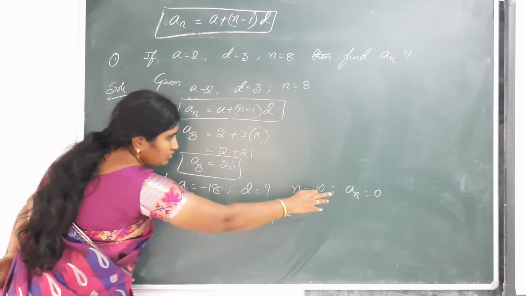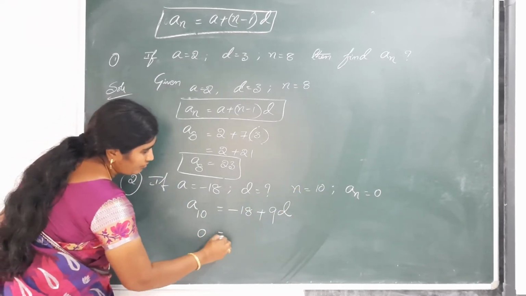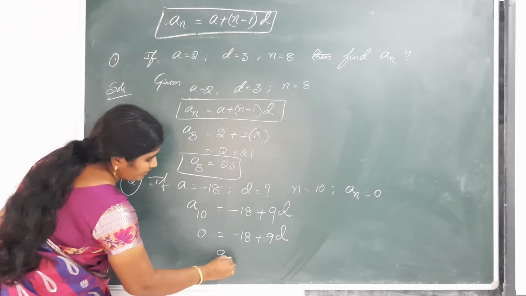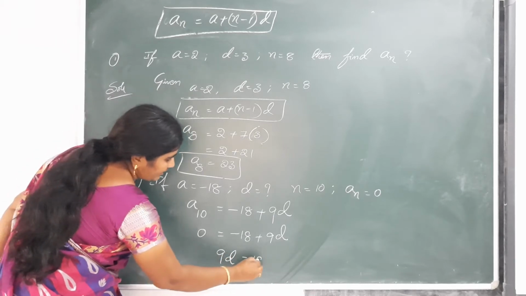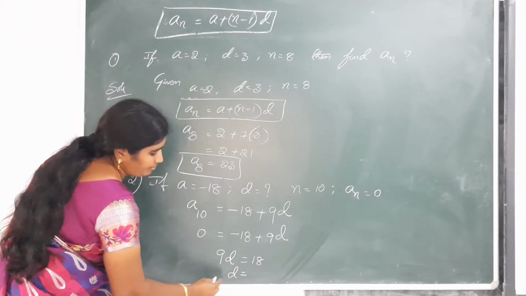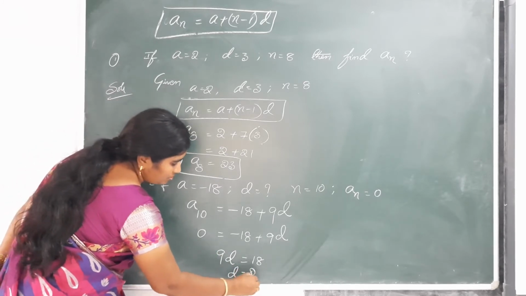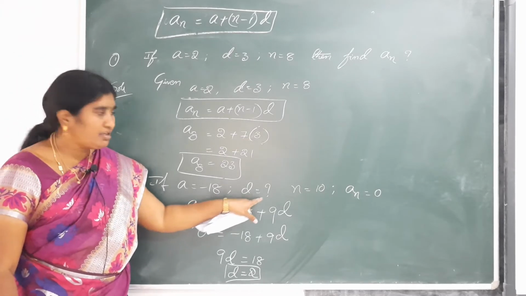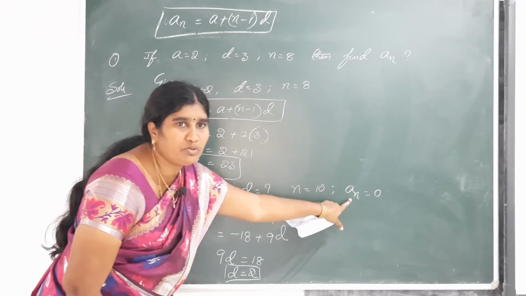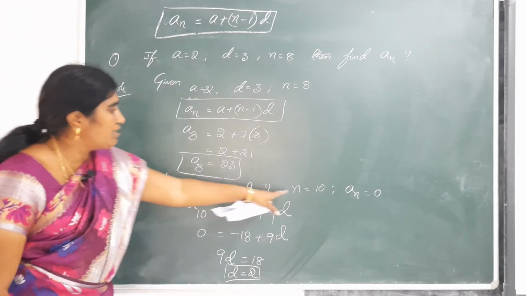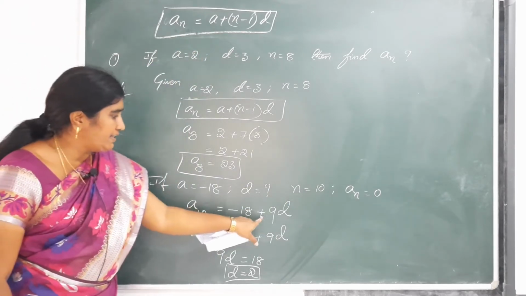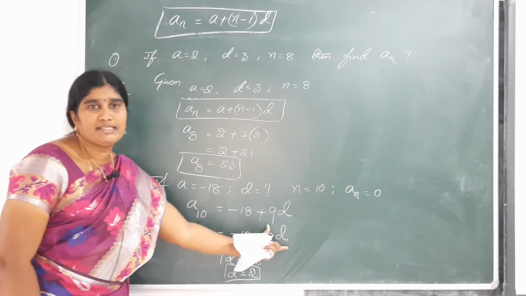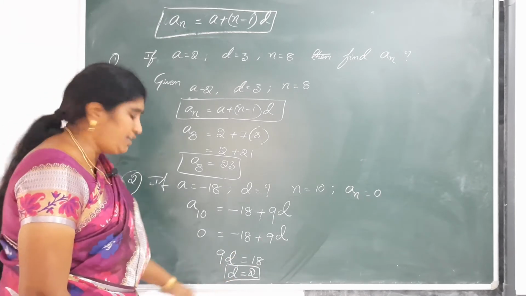Since an equals 0, here a10 equals 0, so 0 equals minus 18 plus 9d. Then 9d equals 18, d equals 18 by 9, which equals 2. So a equals minus 18, d equals how much? n equals 10, an equals 0. a10 equals minus 18 plus 9d, the a10 value is 0, so 0 equals minus 18 plus 9d, then 9d equals 18, d equals 2.